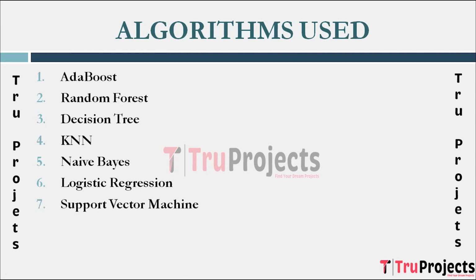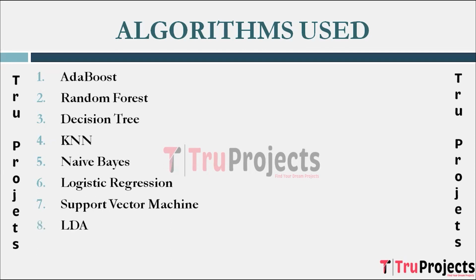Coming to support vector machine, it is a supervised learning algorithm that finds the hyperplane that best separates classes in a high-dimensional space. It is effective in handling complex decision boundaries. It can capture non-linear relationships in ASD datasets, potentially improving classification accuracy.